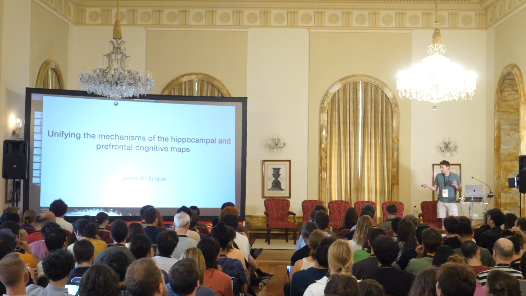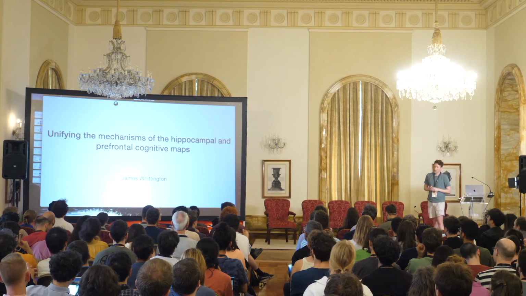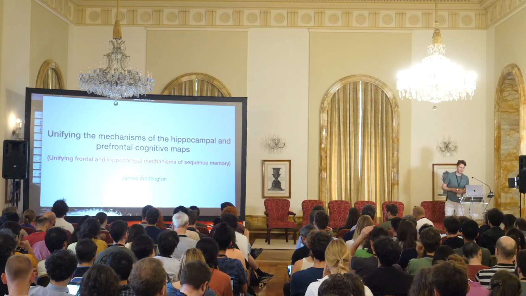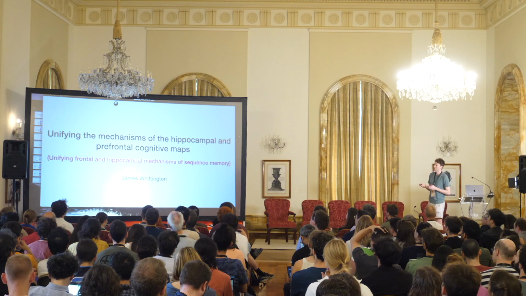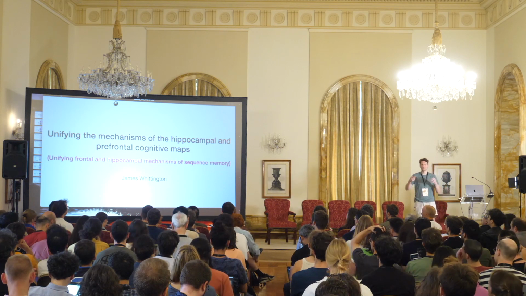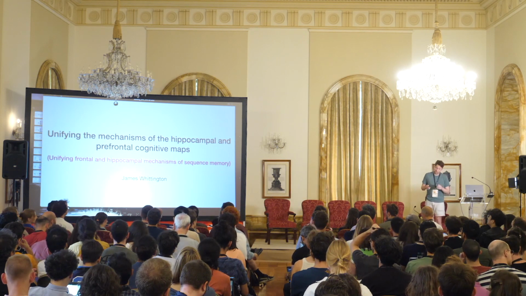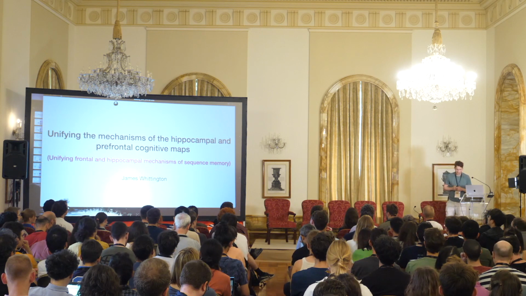But I'm going to nevertheless talk about unifying the mechanisms of the hippocampal and prefrontal cognitive maps. In other words, it's going to be really about unifying hippocampal and prefrontal mechanisms of sequence memory, because sequence memory is, after all, really what cognitive maps are about.